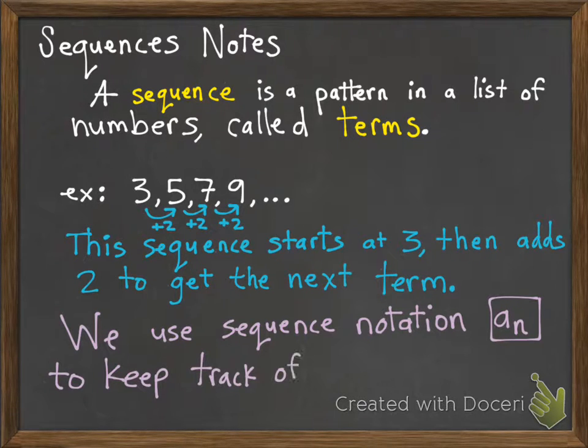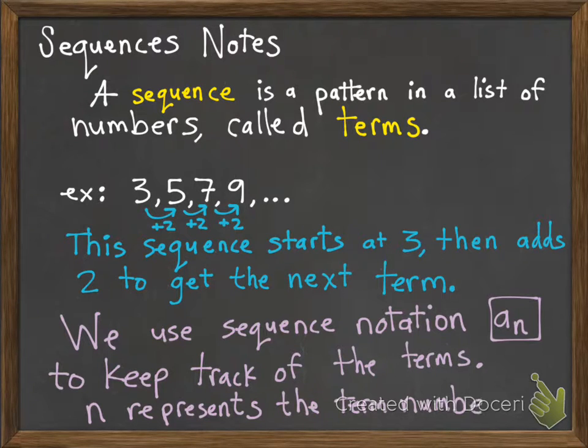The n represents which number or which term in the sequence we're looking at. So if the first number was 3, we would call that a sub 1. The second number is 5, so we call that a sub 2. The third number or third term is 7, so we call that a sub 3, and a sub 4 for the fourth term, and so on.